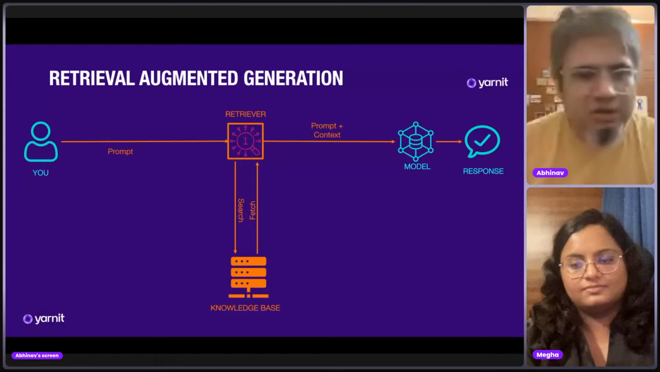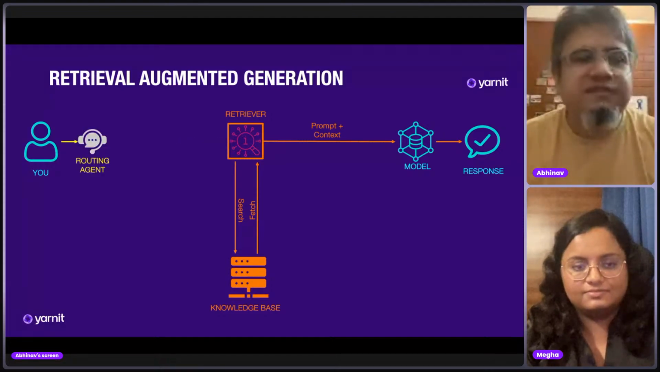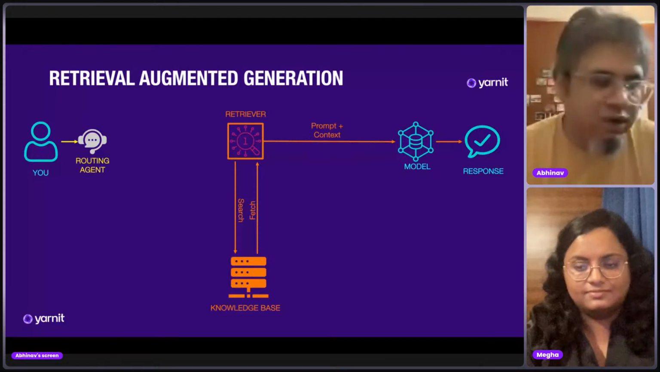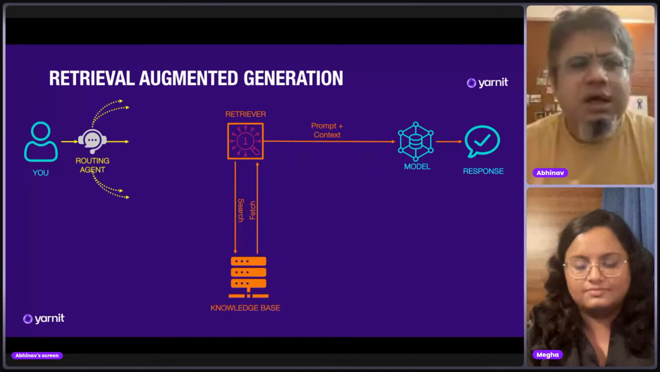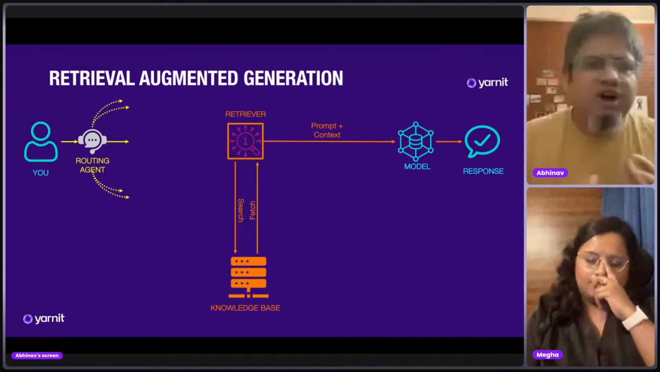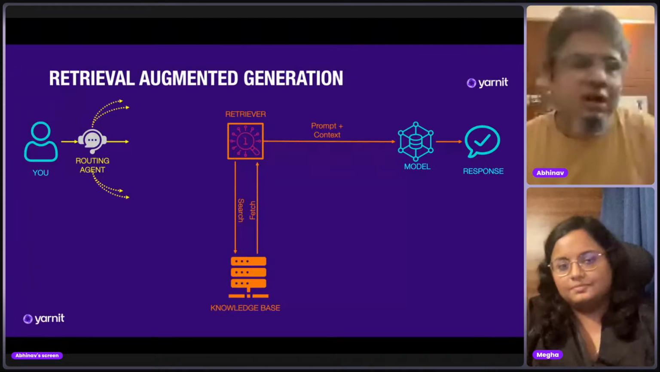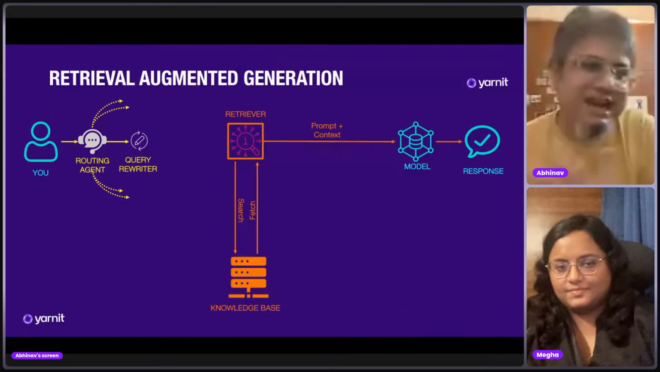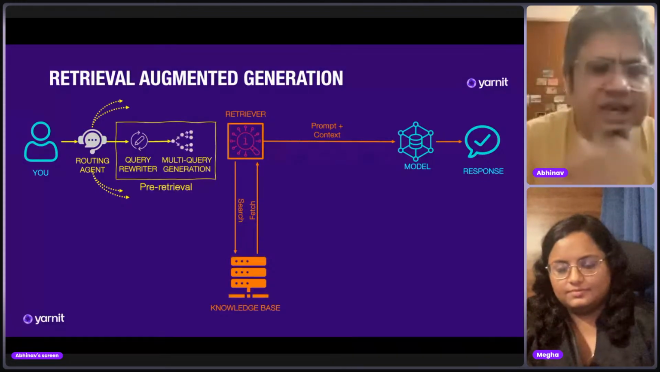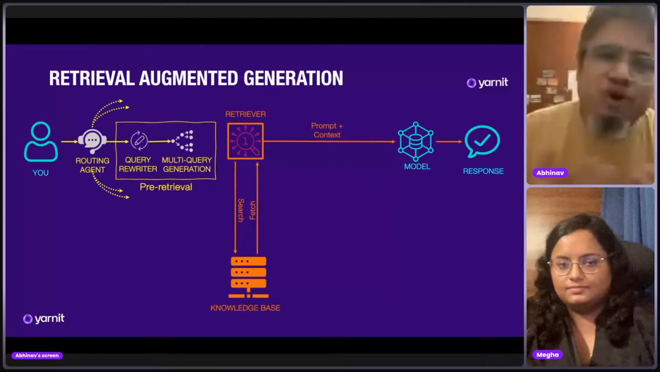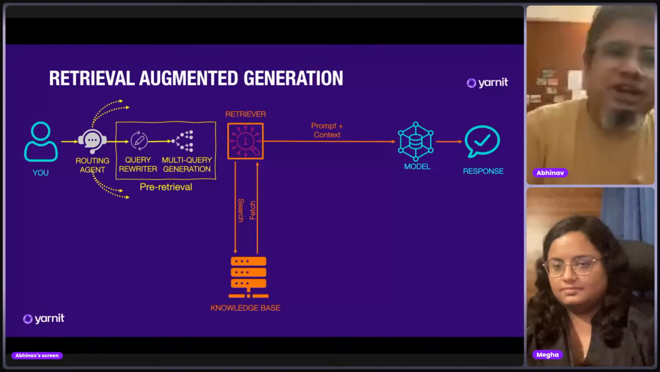So we again start with you, the user who's inputting a prompt, and the first thing that this prompt encounters is a routing agent. The routing agent, depending on the input and what is required, directs the workflow in the most suitable path. After that, there are techniques like query rewriting and multi-query generation that I talked about. These are called pre-retrieval techniques, or techniques that are employed before retrieval happens. And there are several others in this particular segment.